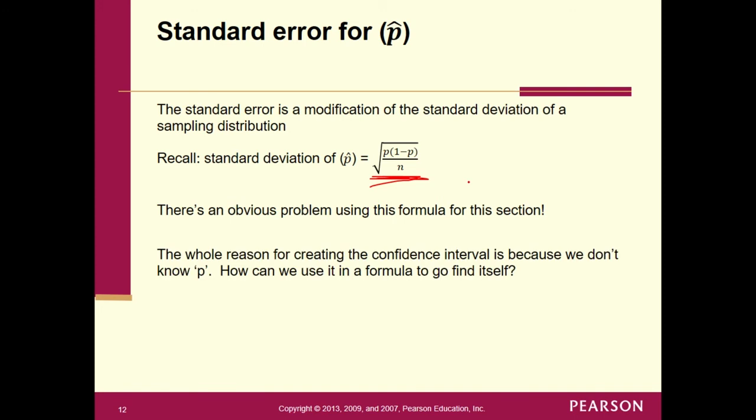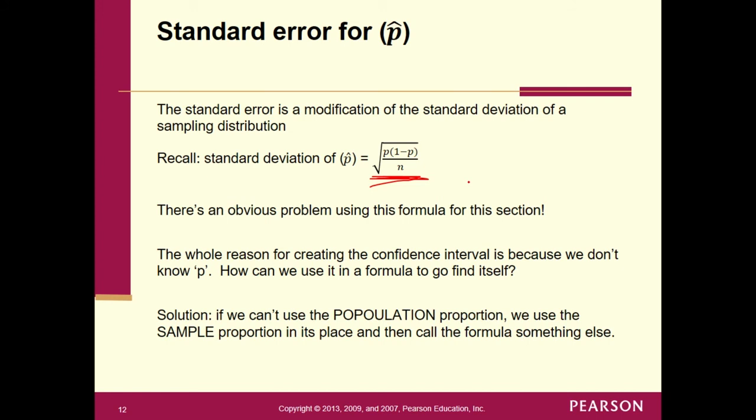Well, the whole reason for creating the confidence interval for a parameter is because you don't know that value. So here we don't know the value of the population proportion p. So how can we use it in a formula to go find itself? It doesn't make any sense, right? So here's a solution. If we can't use the population proportion, we use this sample proportion in its place and call the formula something else.